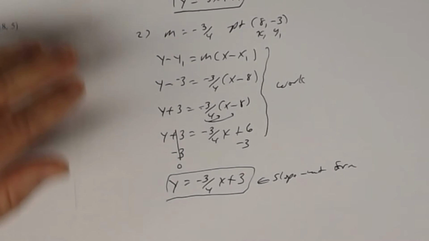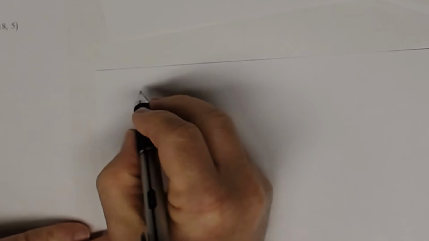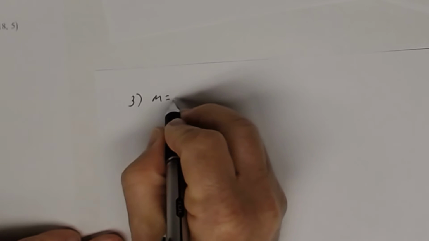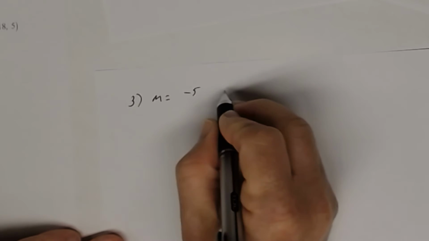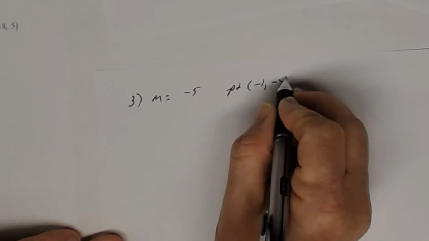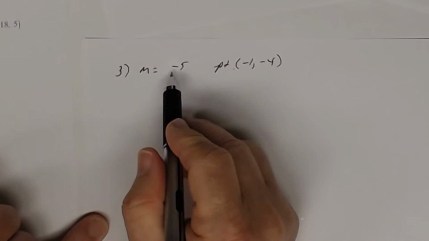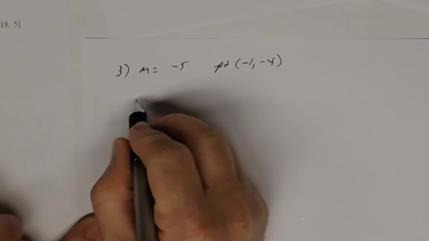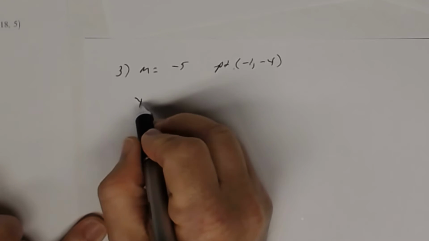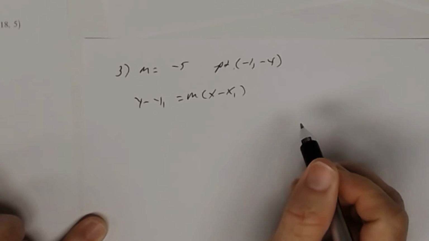Okay, now let's look at number 3. So number 3, I have the slope for number 3. The slope is -5, and it contains the point -1, -4. All right, so if you want to find the equation of a line that contains a point and a slope, then we're just going to use the point slope form. Y minus y1 equals the slope times x minus x1. That's easy to use.